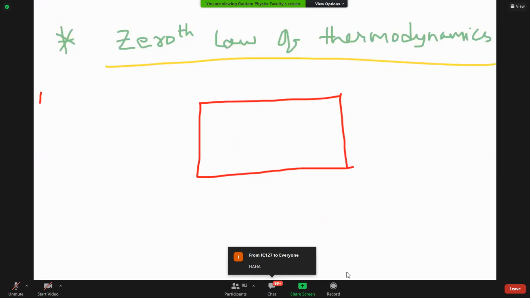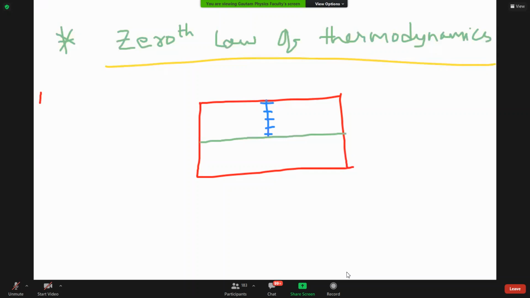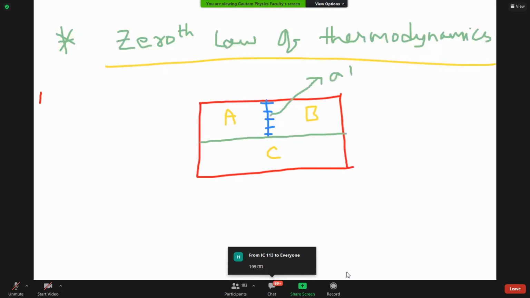Here what happened means, here this is called as... we are taking total 3 rooms you can find. Total 3 rooms. So this is A, this is B, this is C. So here in this one, this wall what I have taken, this blue color wall is called as adiabatic wall.